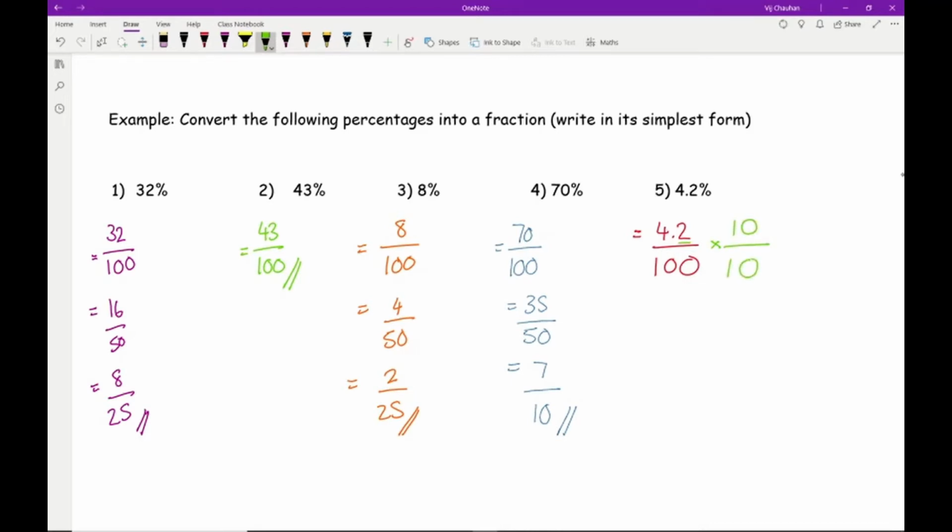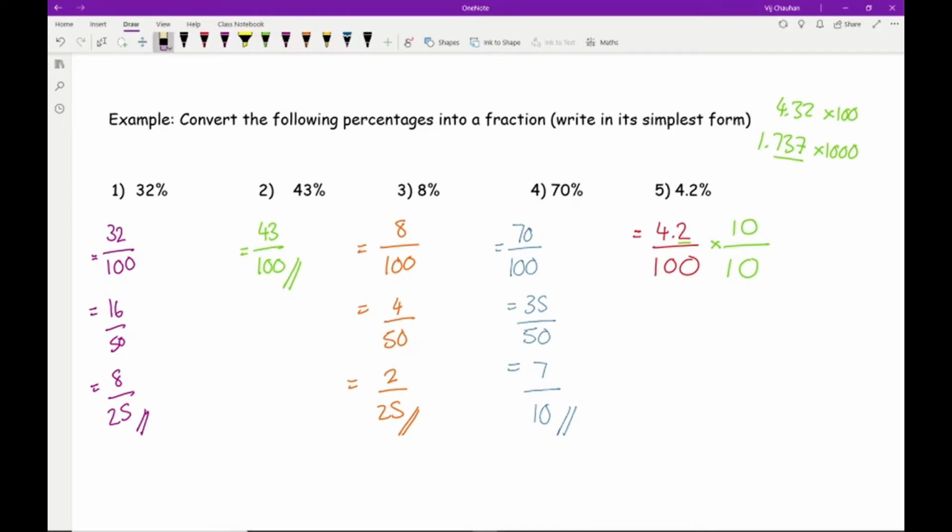Now if I had two numbers after the decimal point, so let's say I had 4.32, then I'd multiply both numbers by 100. If I had 1.737, because I've got three numbers after the decimal point, I'd multiply both the top and the bottom by 1000.